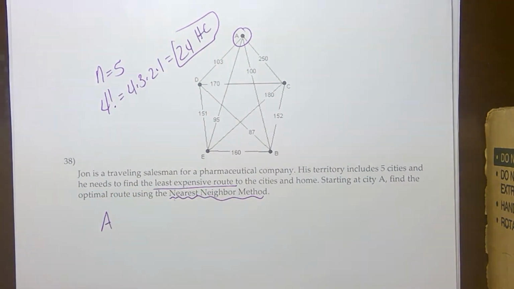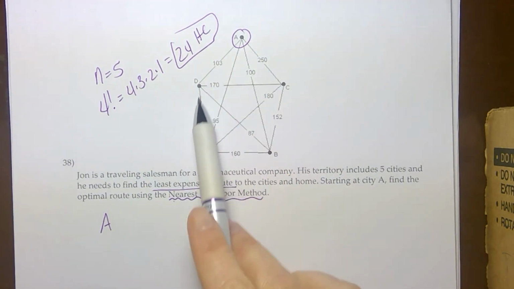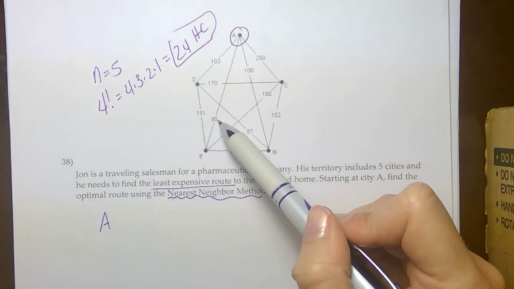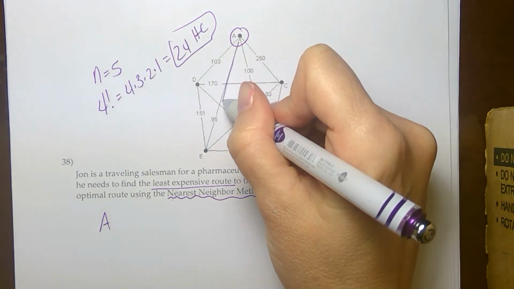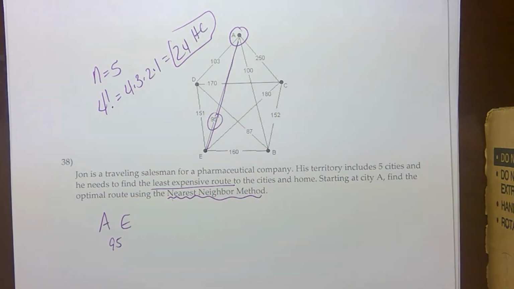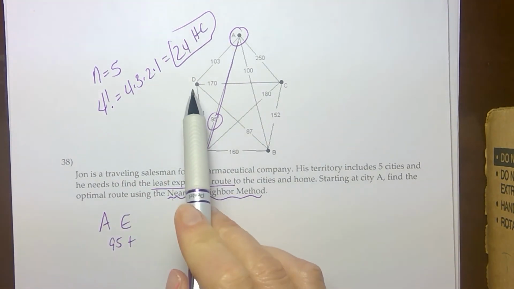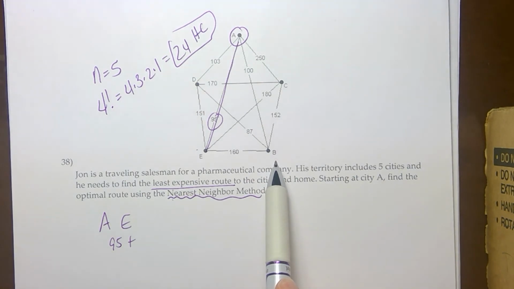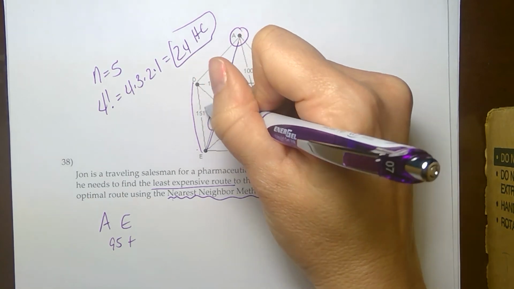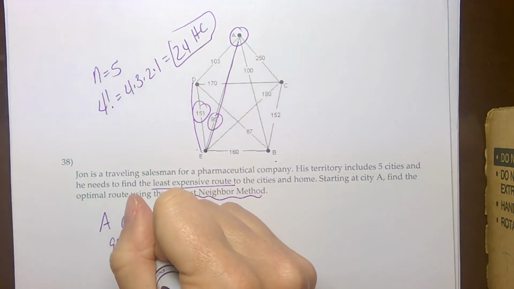Now he lives at A. What's the nearest neighbor to A in terms of dollars? That's what's represented here. Well, if I look at those 4 pathways, the cheapest route is going to go from A to E at 95. So where am I going to go from there? Now I'm at E. I can go to D, C, or B. What is the cheapest one then? Well, the cheapest one here is to go from E to D because that's 151.